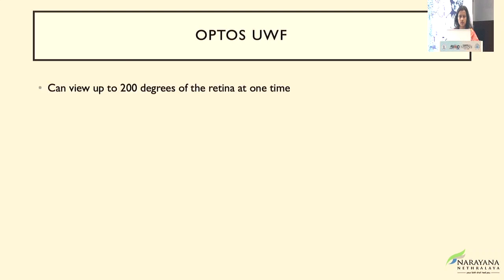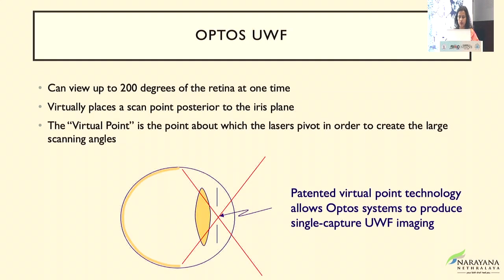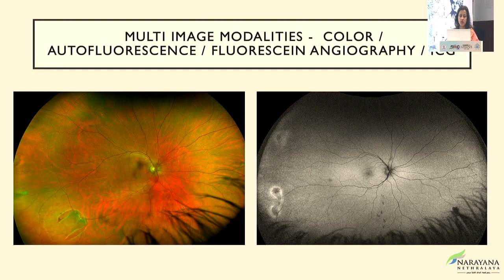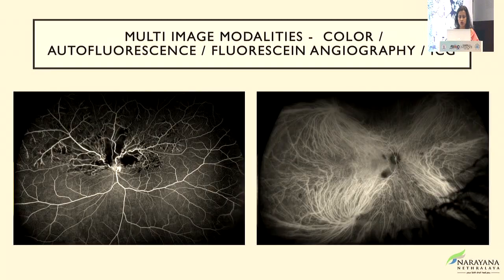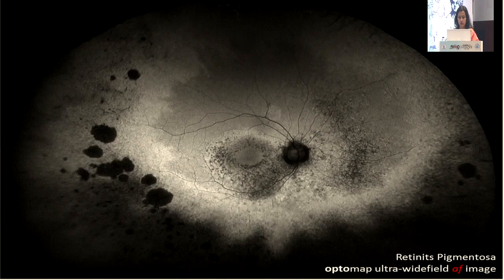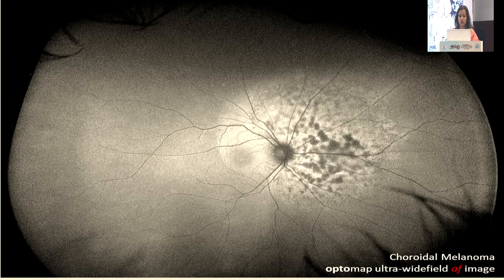So OPTOS ultra-wide field gives you 200 degree. It scans at a point posterior to the iris plane, and that's the virtual point. What we also use is a green laser channel to visualize the sensory retina and pigment epithelium, and the red laser channel for deeper ocular structures. So multimodal imaging is also possible. You have autofluorescence, you have FA, you have ICG. Just showing you some beautiful images. This is of the multifocal choroiditis, RP here, choroidal melanoma.